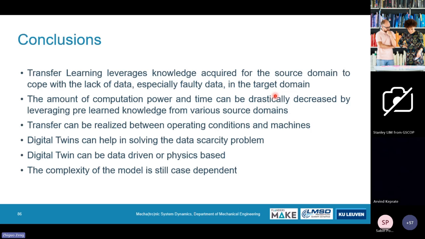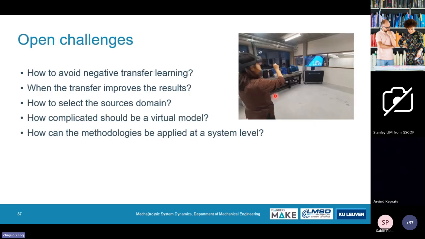And the key point is that the complexity of the model is still case dependent. And this is the challenge, to understand how complicated our digital twin, or our physical model of the digital twin, should be. Some open challenges: how to avoid negative transfer learning, when the transfer improves the results, so we should always target positive transfer. How to select the source domains. How complicated should a virtual model be, and how the methodologies can be applied at the system level.